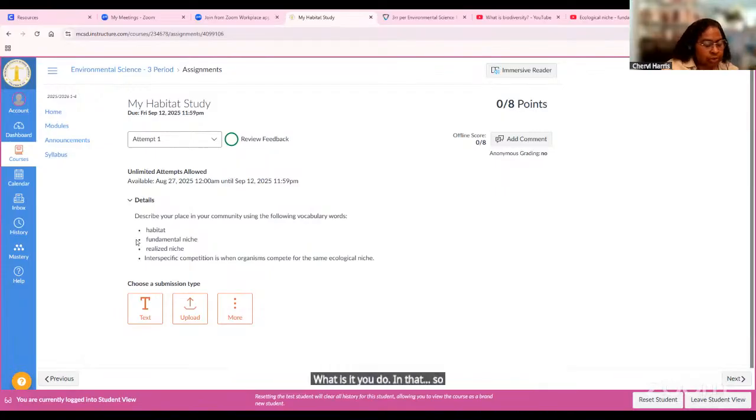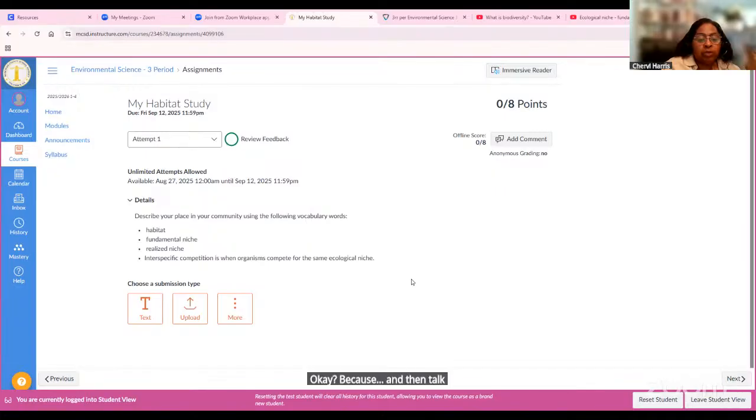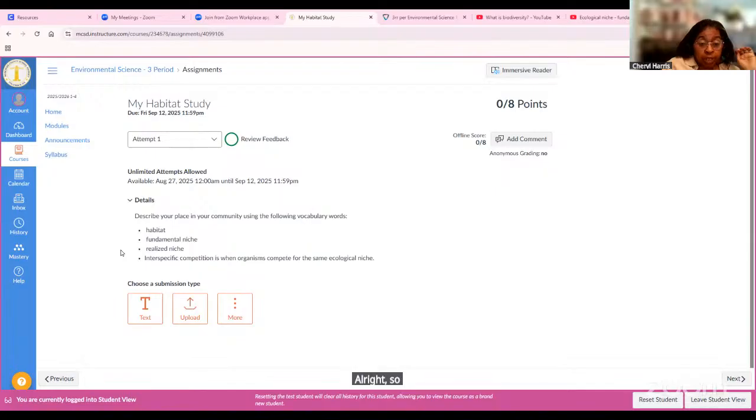So it could be your house. So you live in a house and there's a lot of things that you could do in your house. Then your room might be your specialized area of that house. What do you do in your room? What is your realized niche? That might be the only thing you have control over in your whole house. You don't have control over the whole house. Okay? And then talk about the reason why you don't, because you have interspecific competition with other people in your house. All right, so again, I'm gonna give you 10 minutes, folks.